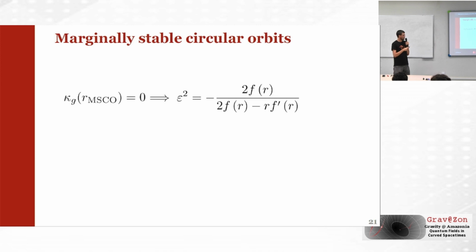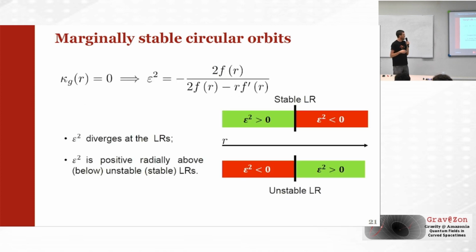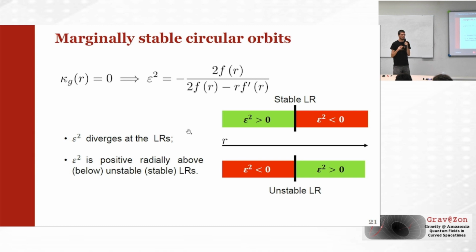If we first solve the geodesic condition, what we obtain is the expression for the squared energy of a particle orbiting at a given radius. We want this to be positive because we have the square of a real number here, and this will give us the allowed regions where timelike circular orbits are possible. Well, the numerator will always be positive outside the horizon, so we don't have to worry about that. But the denominator will vanish at the light rings. This means that at the light rings, the energy will diverge, and it will change sign when we cross the light ring.